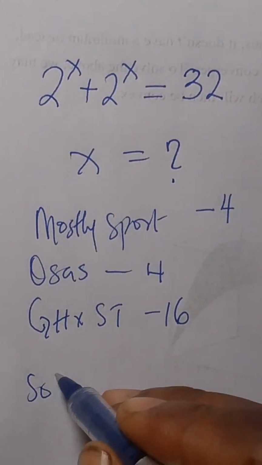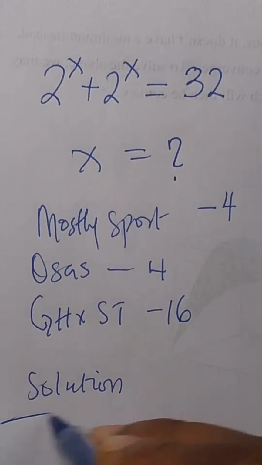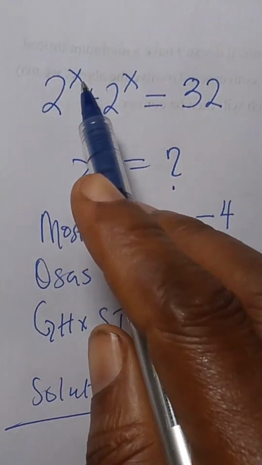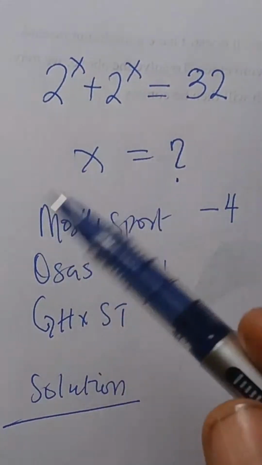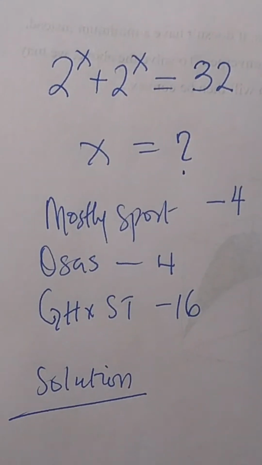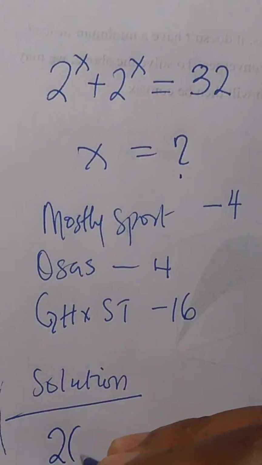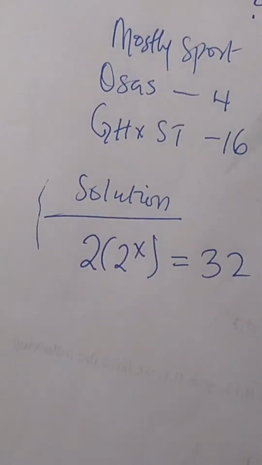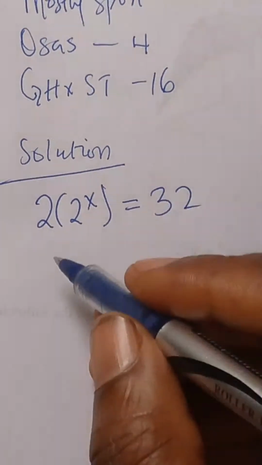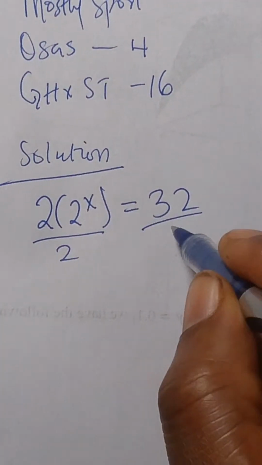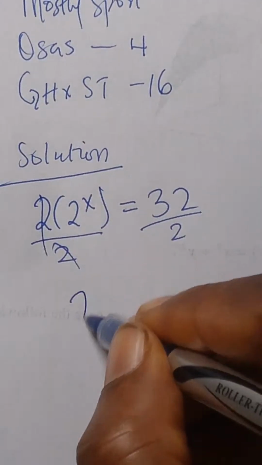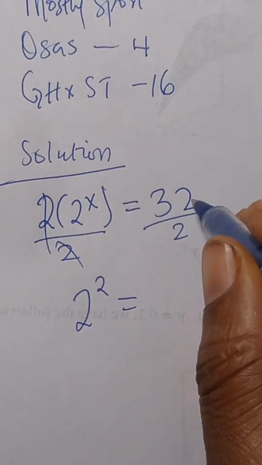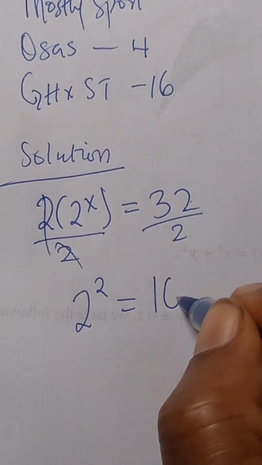So let me solve. Solution. 2 raised to the power x plus 2 raised to the power x is 2 of 2 raised to the power x, okay? That is 2 of 2 raised to the power x is equal to 32. And we want to make x the subject of the formula. So divide here by 2, divide here by 2. 2 will cancel here. We'll have 2 raised to the power x. 32 divided by 2 will give us 16.